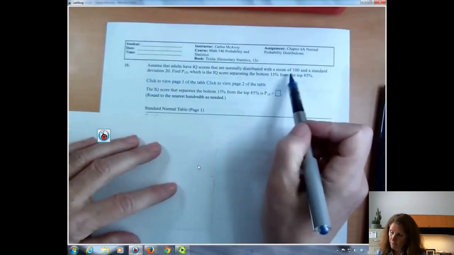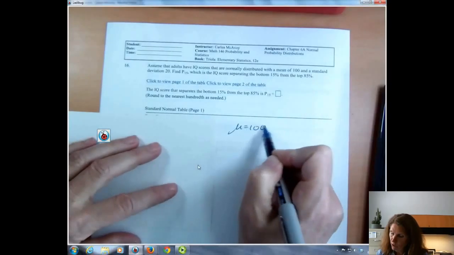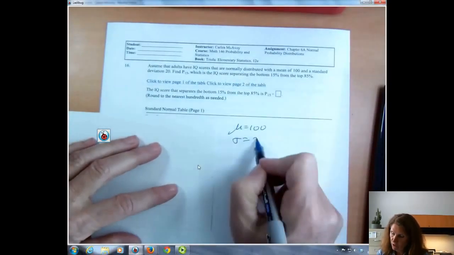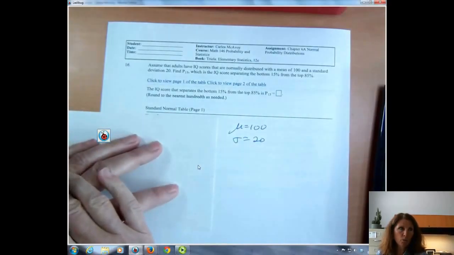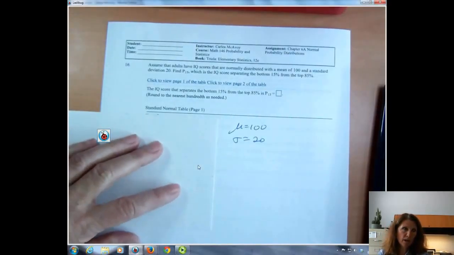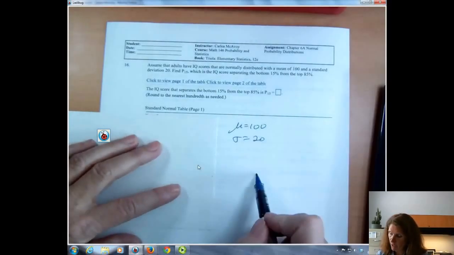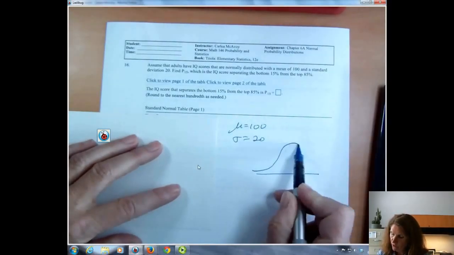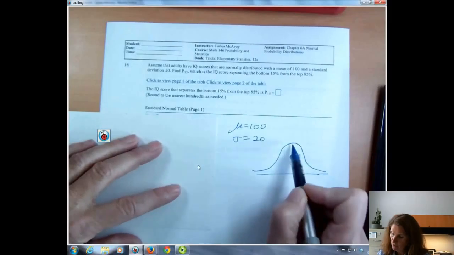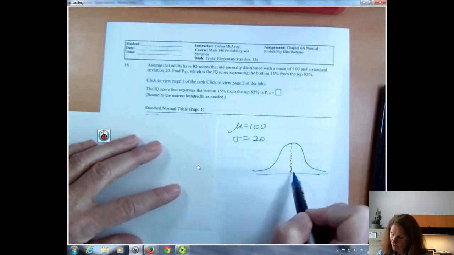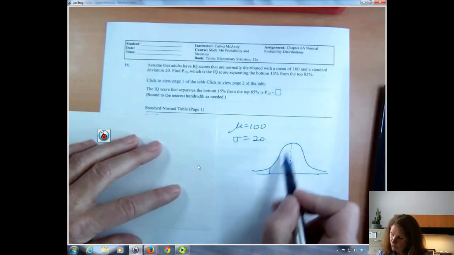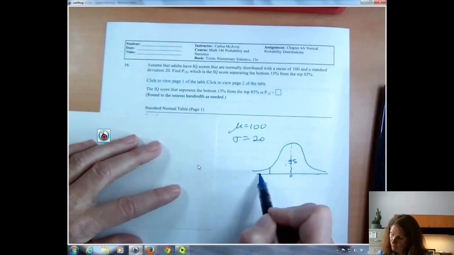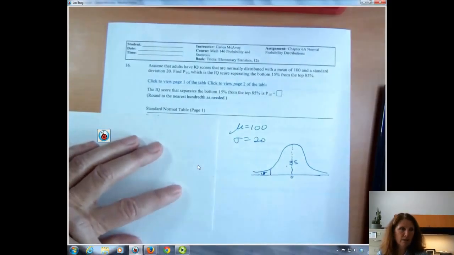Okay. Assume that they have a mean of 100 and a standard deviation this time of 20. Find P15, which is the IQ score separating the bottom 15% from the top 85%. The 15th percentile means that 85% of the people did better than you, and you did better than 15% of the people. Not really sad, but I'm just saying.